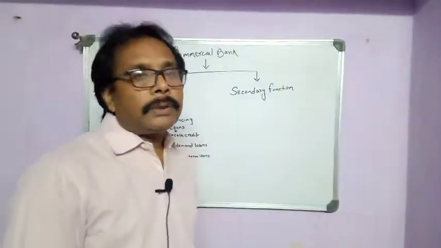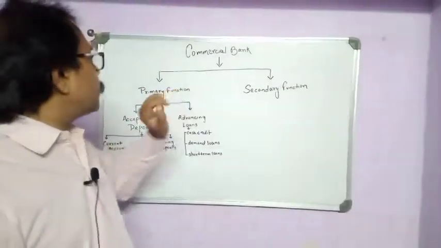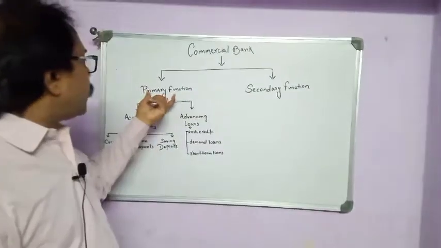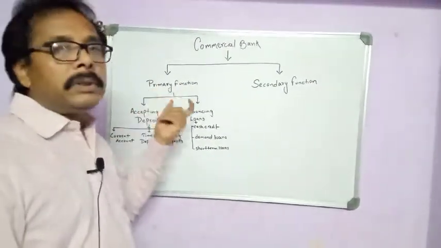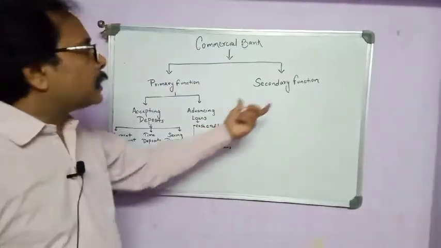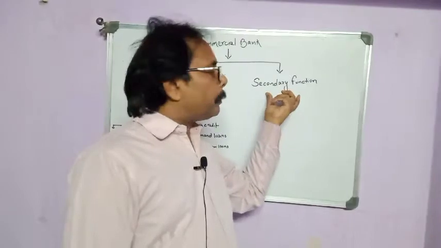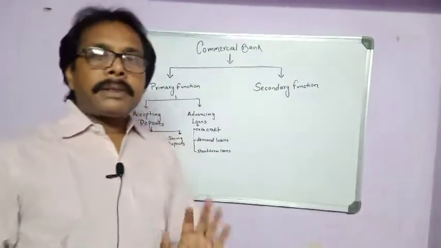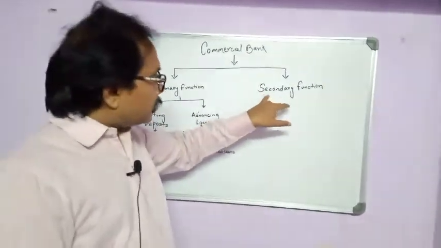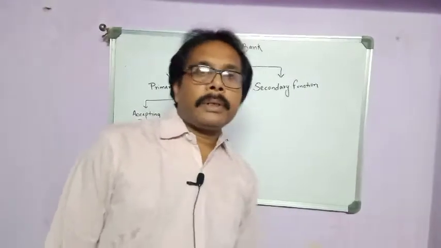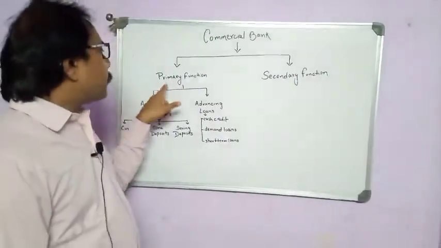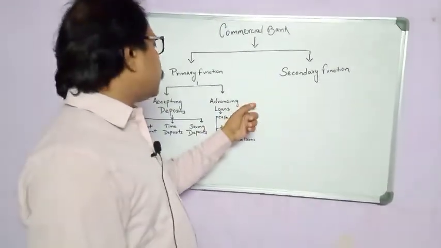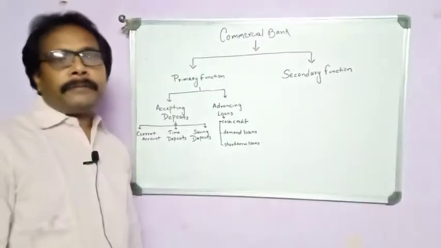So the whole function is divided into two parts. One is known as primary function, the other is known as secondary function. Primary means the most important function, and secondary means it is also important, but in respect of primary, the secondary function is less important, but the secondary function is also done by the commercial bank. First of all, the primary function is divided into two parts. First, accepting the deposits, and second, advancing the loans, as I told in the definition.